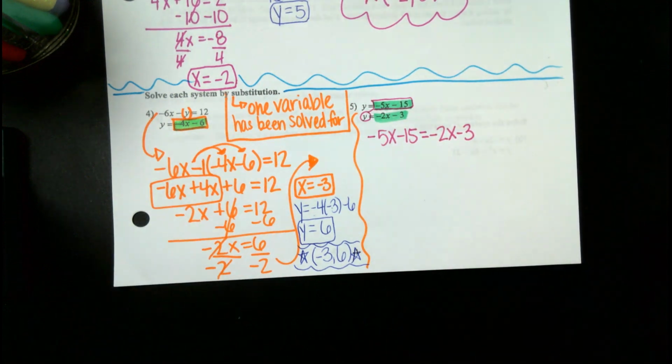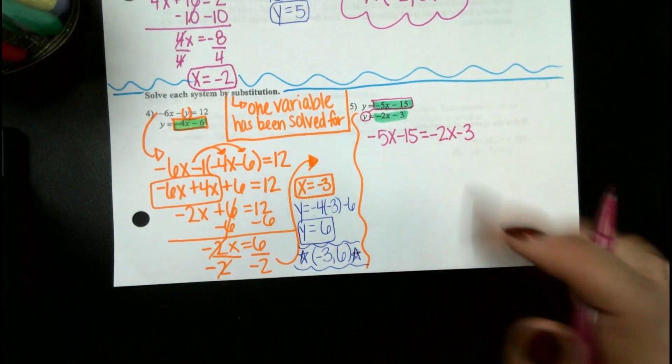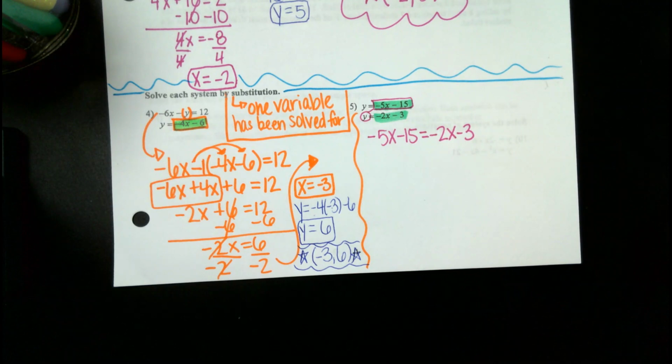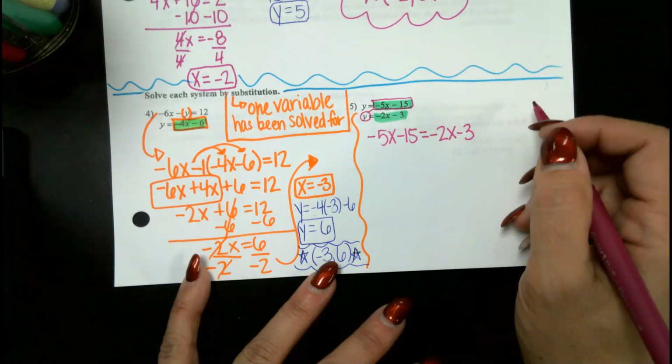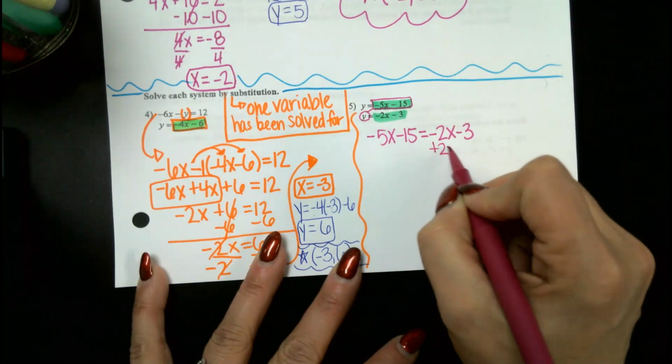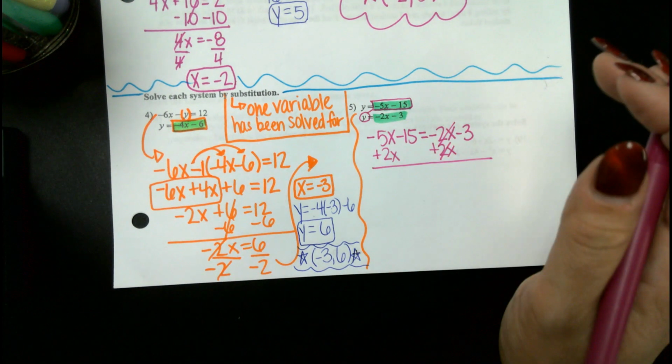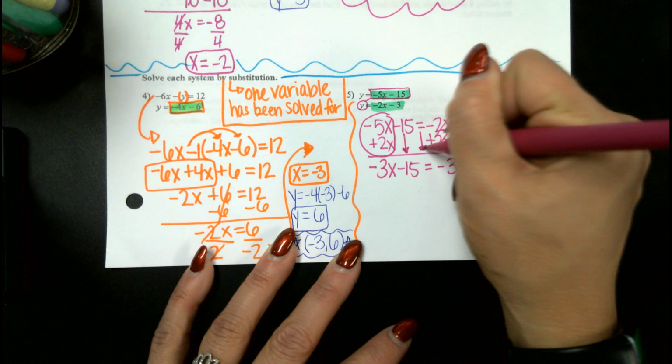And again, now we just have one letter. It's an equation that has variables on both sides, which you learn how to do in pre-algebra. We're going to bring this one over. So when you bring it over, you just have to add a positive 2x. So negative 3x minus 15 equals negative 3. Okay? Then two steps. We're going to add and divide.